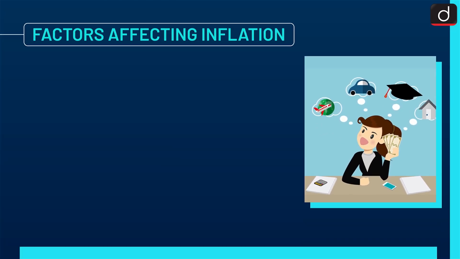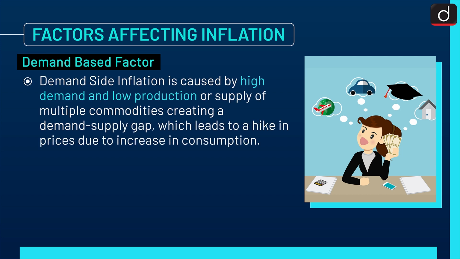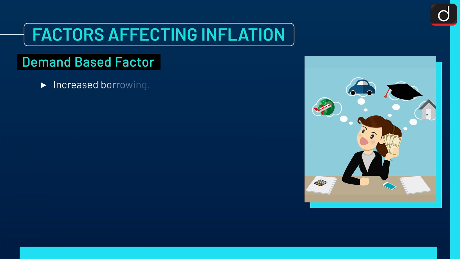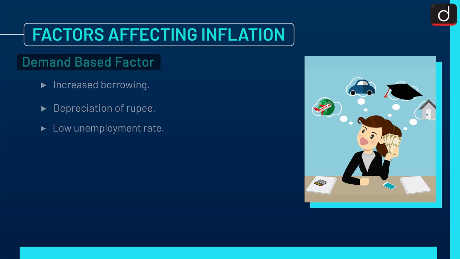Now let's discuss the factors affecting inflation. First is demand-based factor. Demand-side inflation is caused by high demand and low production or supply of multiple commodities, creating a demand-supply gap which leads to a hike in prices due to increase in consumption. This is also caused by government spending or deficit financing by the government. When the government spends more freely, prices go up. Due to the fiscal stimulus, increasing borrowing, depreciation of rupee, and low unemployment rate.